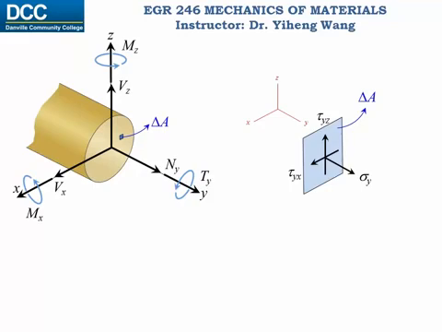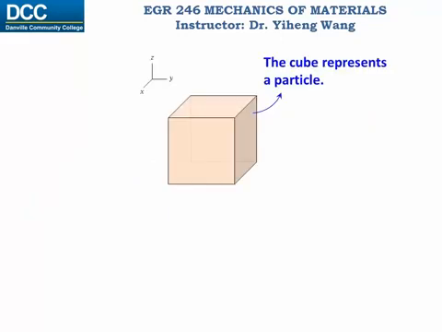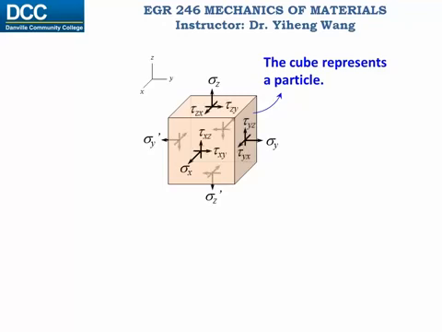But does a particle only have one surface? Normally, a particle is represented by a cube with infinitesimal sides. We all know that a cube has 6 surfaces: top, bottom, front, back, left, and right. Therefore, on each surface there is a normal stress sigma that is perpendicular or normal to it, and also 2 shear stresses tau that are tangential to it. We call this the general state of stress of a particle.